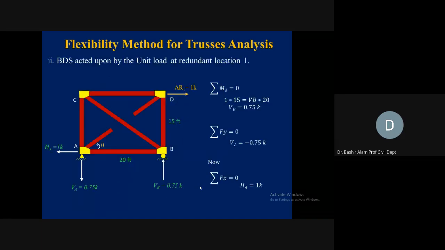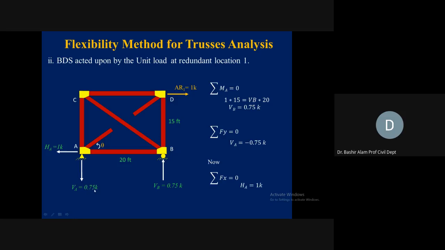Next now, we subject this basic determinate structure under a unit R1, same direction, unit R1. Quickly analyze, find out the support reactions. R1 rightward, so R1 here. It is causing a couple now, 1 times 15. So 1 times 15 divided by 20, which is 0.75. This is the balancing couple now. Applied moment was clockwise. This is now balancing one. It is counterclockwise, 0.75.